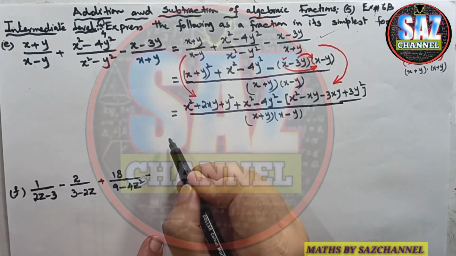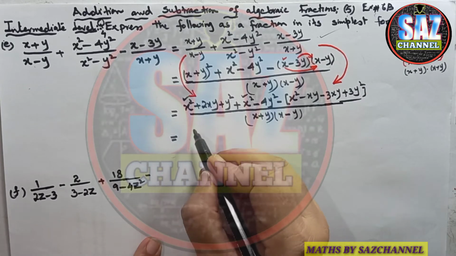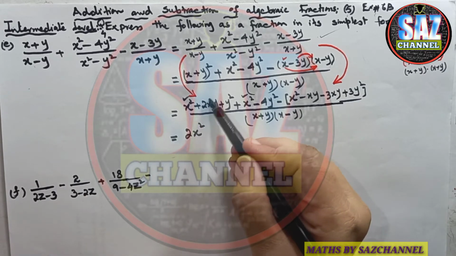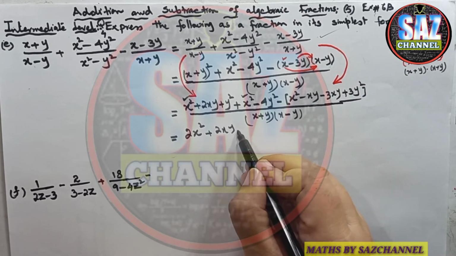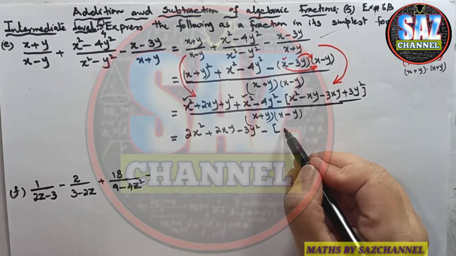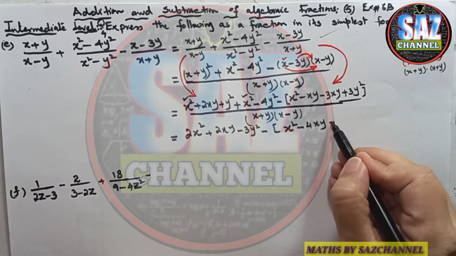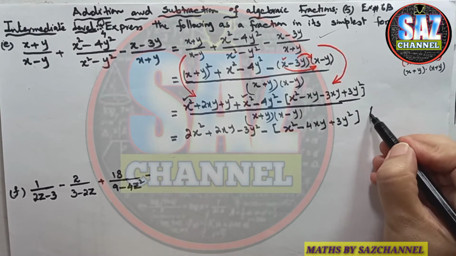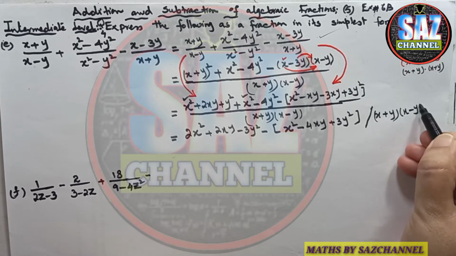Now we can see that we have x square and x square like terms. We can solve them and we can write it 2x square plus 2xy plus y square minus 4y square, minus the bracket x square minus 4xy plus 3y square, upon x plus y into x minus y.